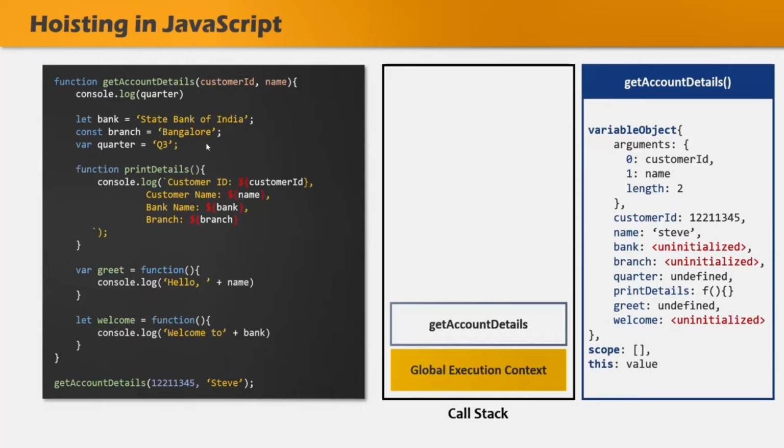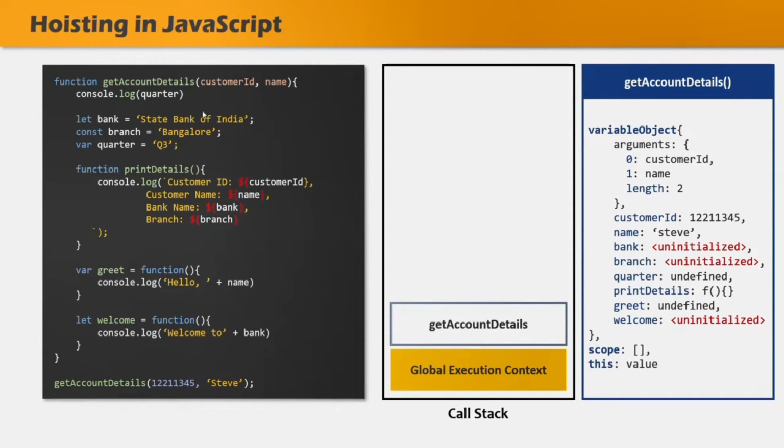And in this function, what we are trying to do is, at the first line, you will see that we are trying to log the value of the quarter variable. But this quarter variable has been declared after we are using it. We are declaring this quarter variable here, but before declaration only we are trying to use it.